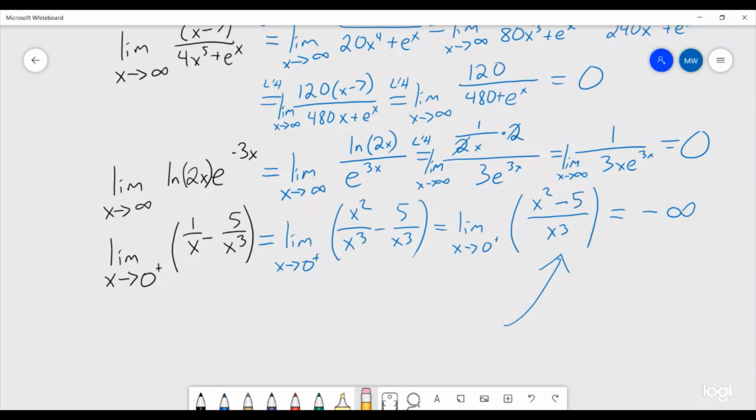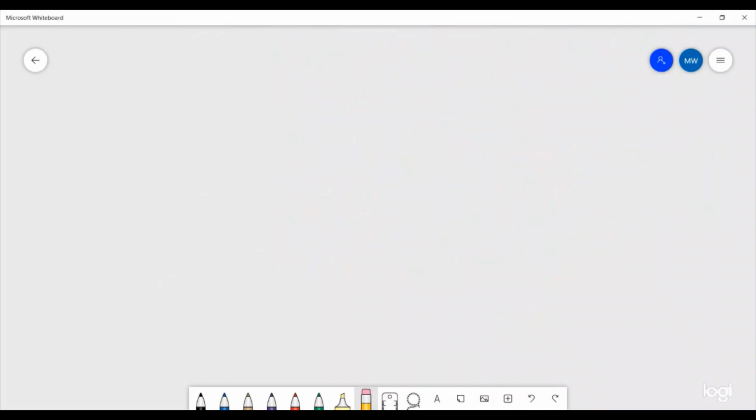Alright, let's move on to a couple optimization problems. And if you need more help with L'Hopital's rule, that's a topic that you can go back and study and figure out a little bit more on.